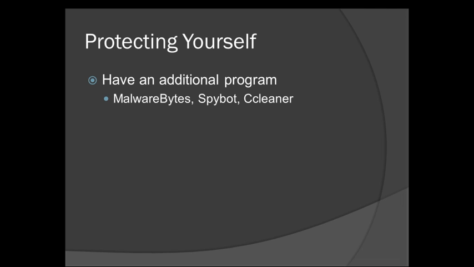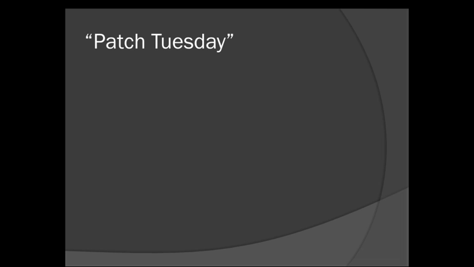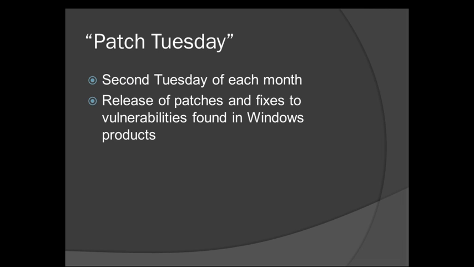A third way to protect your computer is to make sure that the operating system is up to date with all the patches and vulnerability fixes. We mentioned earlier Patch Tuesday, and this is Microsoft's way of staying on top of these things. During the second Tuesday of every month, Microsoft will send out security patches to fix any issues that have been pointed out or vulnerabilities that have been found or exploited.